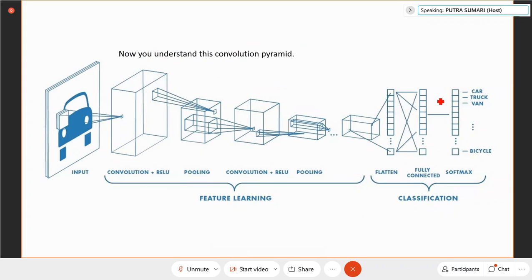And okay, now this is what we learned from the previous one, previous work, okay?